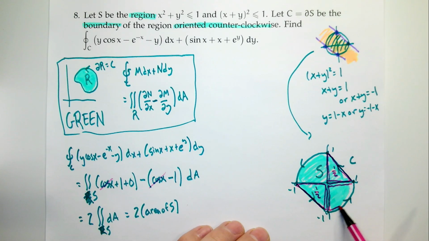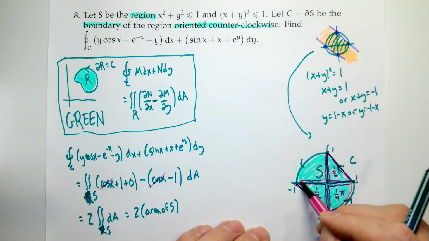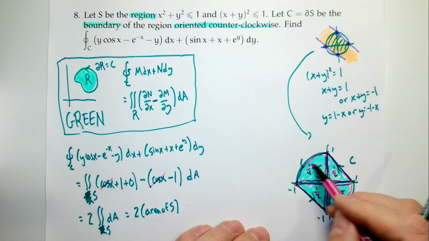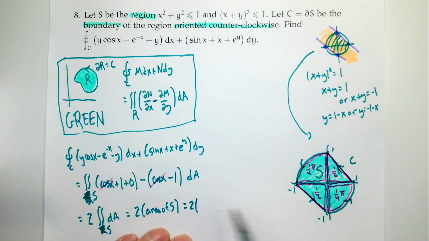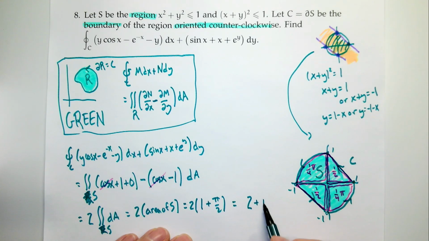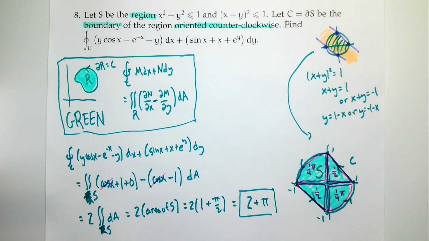Now, how about here? Well, this is 1/4 of a unit circle. The whole circle has area pi, right? So this is 1/4 of that, pi over 4. Same idea. Up here, this piece has pi over 4. So what do we get? If we add up the areas, we have a half plus a half, which is 1. Pi fourths plus pi fourths, which is pi halves. And if you distribute the 2 through, you get 2 plus pi. And that's the answer. 2 plus pi.